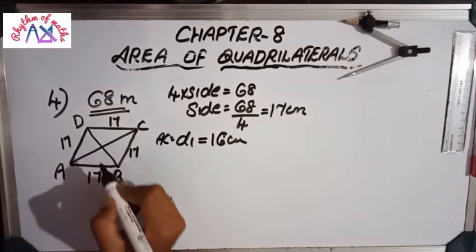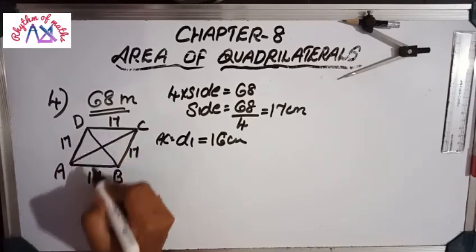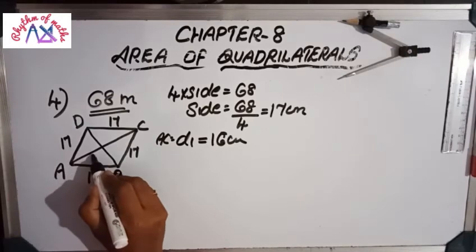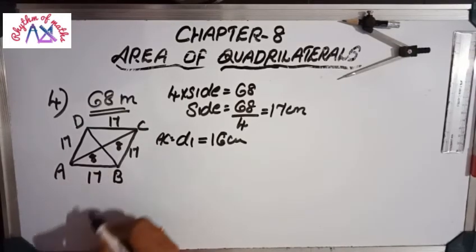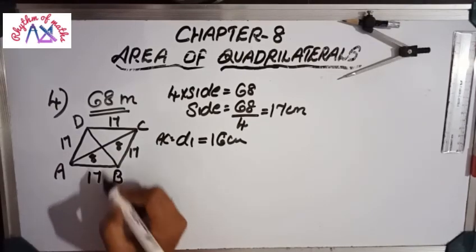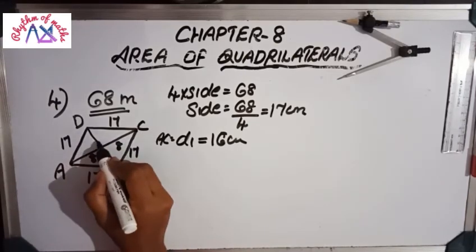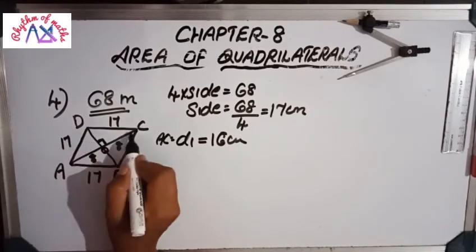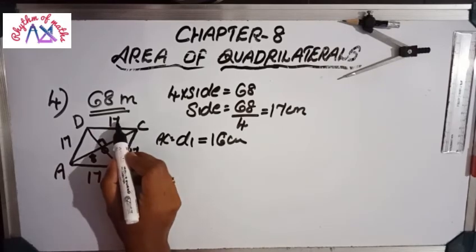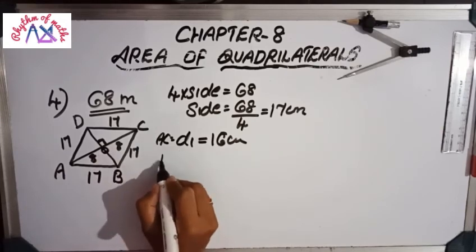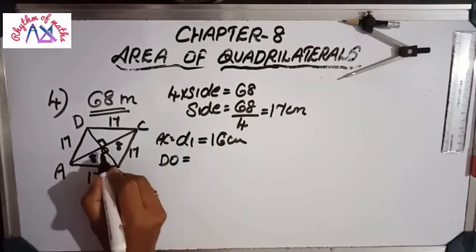So for that, we know the diagonals bisect each other. So 16 means this will be 8 and this is also 8. Okay, these two are 8 centimeter each. Now we can consider any of the right triangles. If we consider this right triangle, the center we can consider as O. So triangle DOC is a right triangle. 17 is the hypotenuse and 8 is the altitude. So DO will be equal to the base.